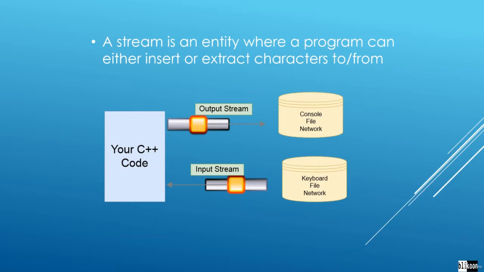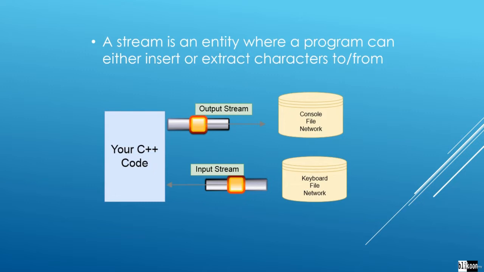For the input, we can read things from the keyboard. We can also read things from a file in our C++ application. We can also read things from the network, and an application of that may be downloading things from the internet. So have this picture: a stream is really an abstraction of how you write things to the output and how you read things from the input.